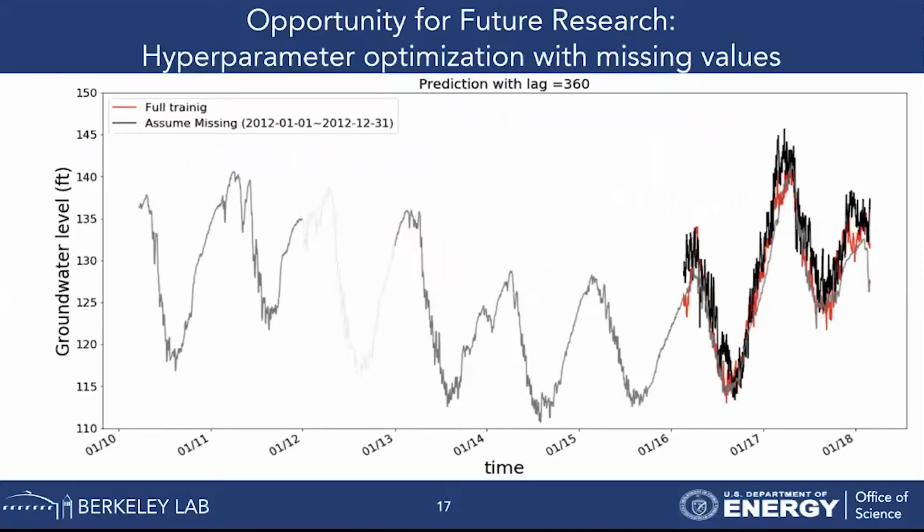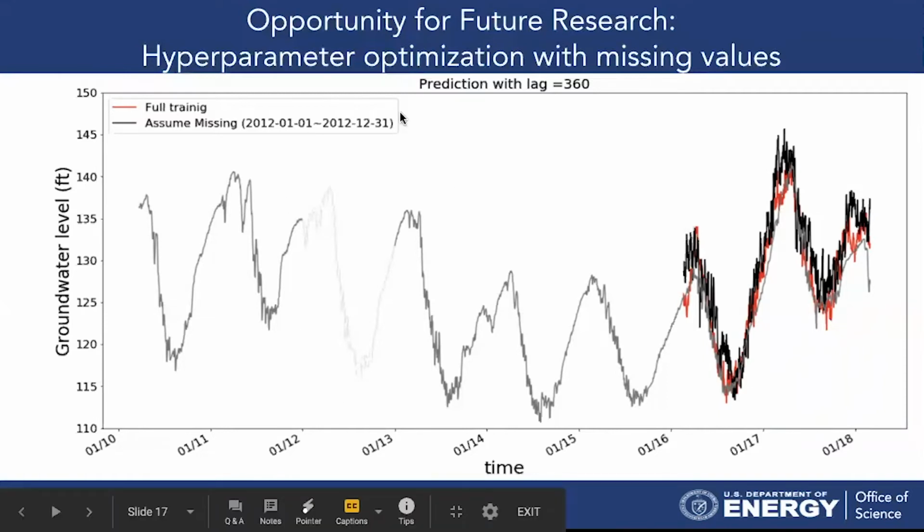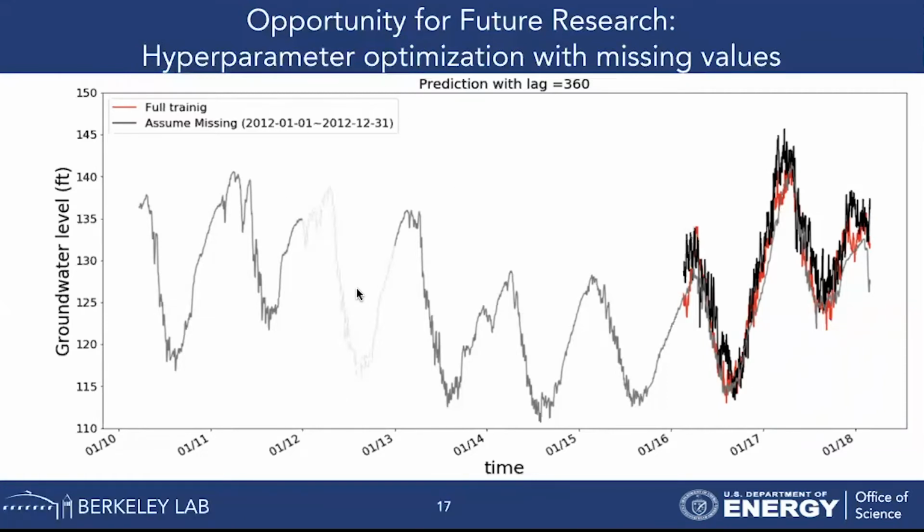Our preliminary research showed that we can predict pretty well with missing data. Here, this red line indicates future prediction with the full data set. And here, the black line indicates we trained the model after removing this 1 year of data. And then we can capture the trend pretty well.